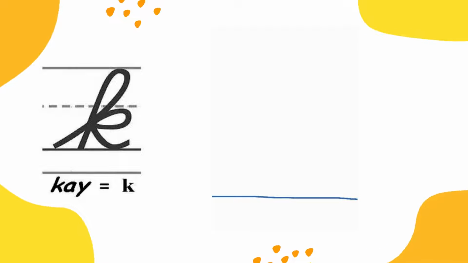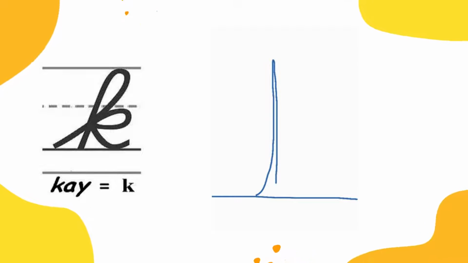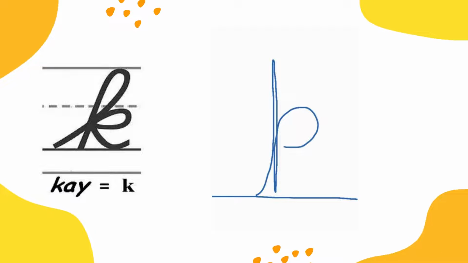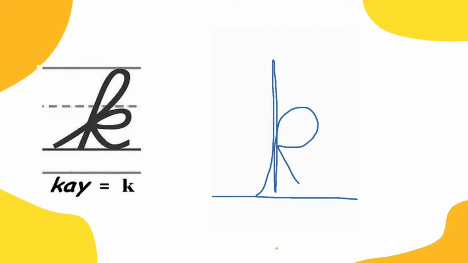Can you draw a K like me? Straight up, back down, to the middle, around and out.